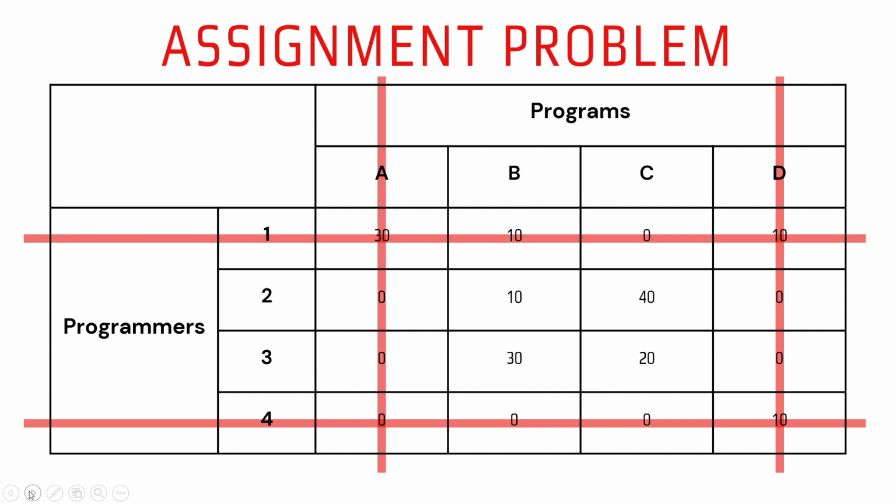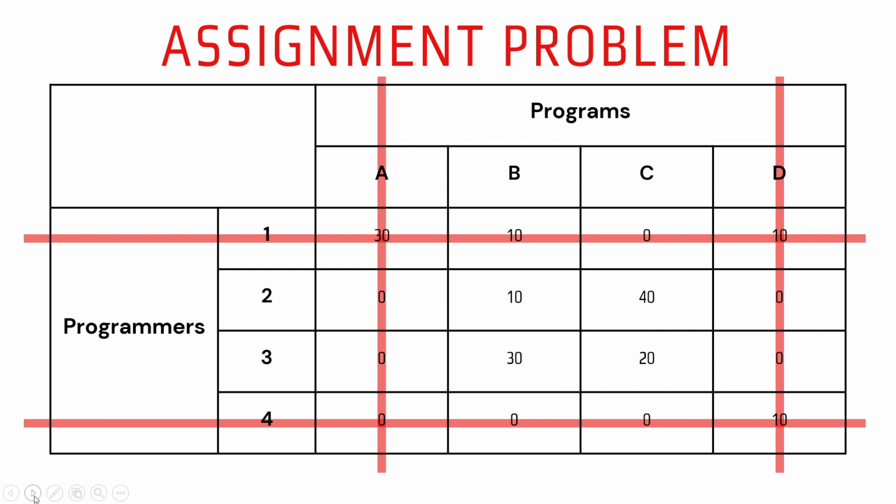So the next step, if the number of lines equals either the number of rows or columns, an optimal assignment can be made. But if the number of lines is less than the number of rows or columns, we proceed to the next step. So let's count the number of lines. So 1, 2, 3, 4. So since there are 4 lines and there are 4 rows, therefore this is already an optimal assignment.